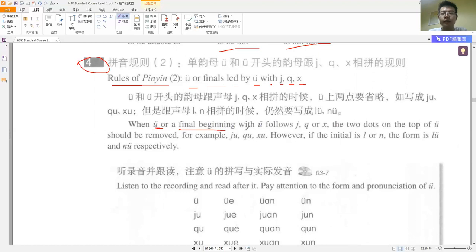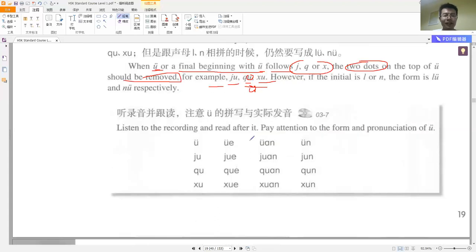When a final begins with yu, following the initials j, q, x, the two dots on top of yu should be removed. For example, ju, qu, xu. You can't pronounce it as u. Yes, it is written u, but it is pronounced yu, the two dots are just removed. So wu, yu, ju, qu, chu, shu. It's not right to pronounce it otherwise. Okay, got it?